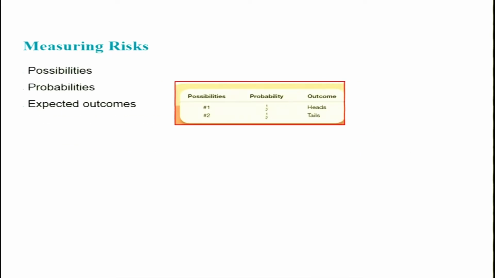Let us now discuss how to measure risk. Since you are now familiar with the definition of risk, what is meant by investment risk, let us see what the approaches to measuring risk are. In the case of measuring risk, there are three aspects: one is possibilities, the second is probabilities, and the third is expected outcomes.